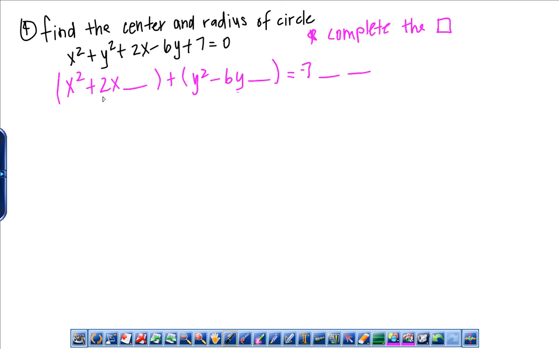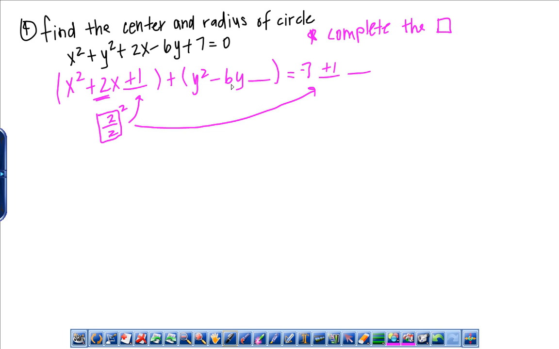Okay, now I'm going to take my middle term. Always take your middle term, and you're going to half it. And I always box it and square it. That goes here. So when you half, box, square that, that's a 1. Whatever you add to this side, you also add to this side. So that's a plus 1.